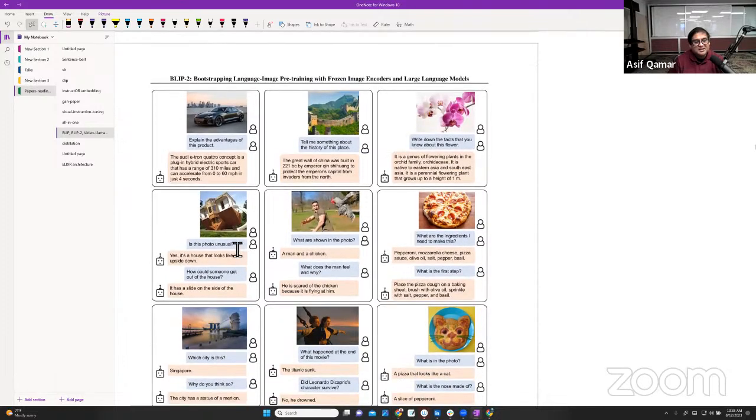For example, look at this photo. Is this photo unusual? And it came back and said, it is a house that looks upside down, right? How would someone get out of the house? And then it says there's a slide next to it. These are the things that were generally not quite possible a couple of years ago. These are all very recent developments. You can see the convergence, the power of the large language models being brought to bear along with very powerful visual encoders and in between a Q-former. So it's a complex architecture that puts many strengths together.